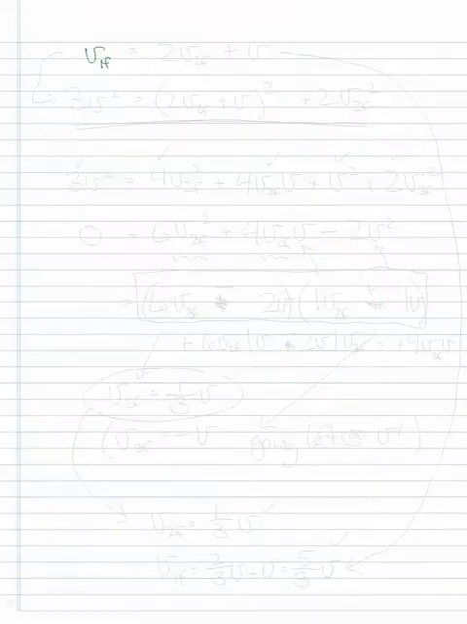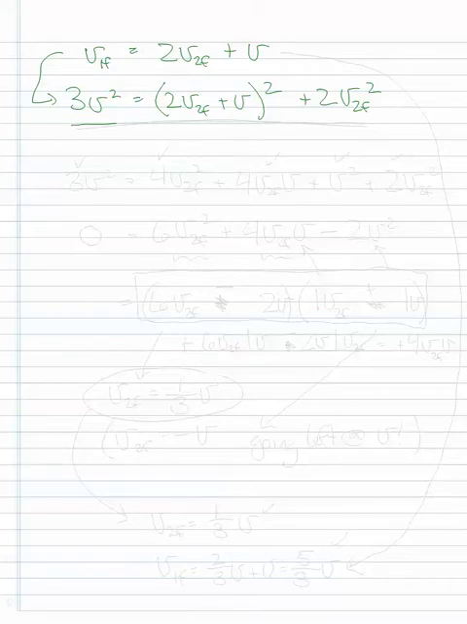So v1f is equal to 2v2f plus v, and then I'm going to substitute that into the bottom equation. So 3v squared is equal to (2v2f plus v) squared, plus 2v2f squared. Okay, so now I'm left with one equation. This is the one I'm going to solve. Of course, I can see it's going to be hairy because I'm going to end up with a quadratic, but that's okay. I'm going to plow forward here.